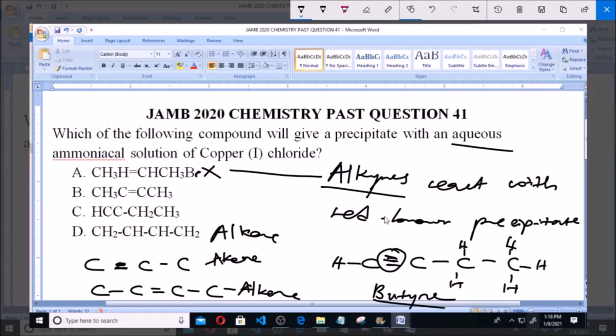I told you that only alkynes react with ammoniacal solution of copper(I) chloride to give a red-brown precipitate, and the only alkyne in these options is option C, which is butyne. So this is the correct answer to this question.